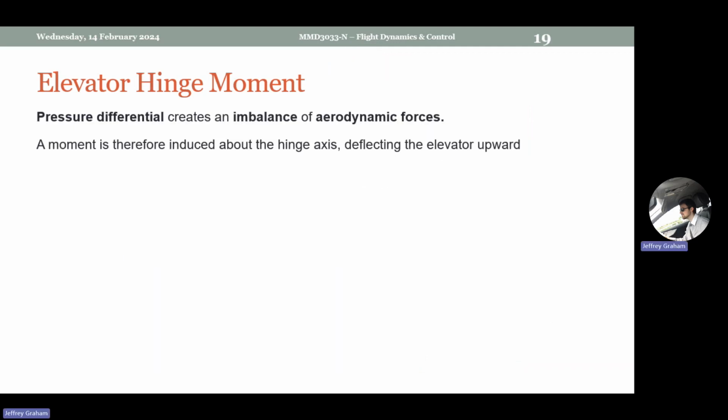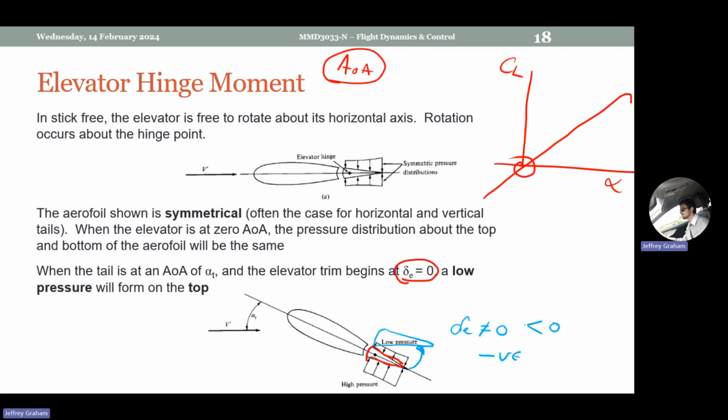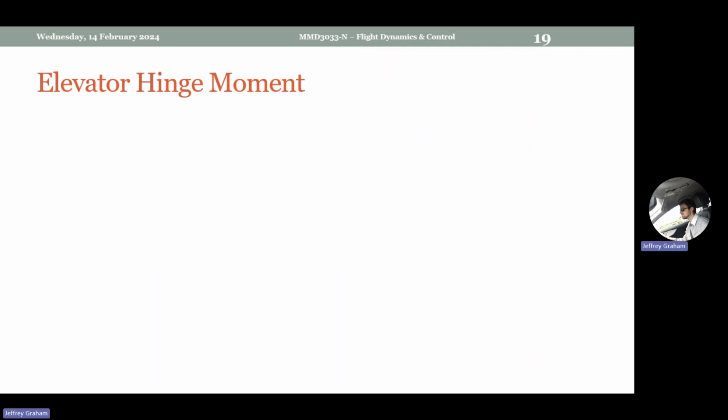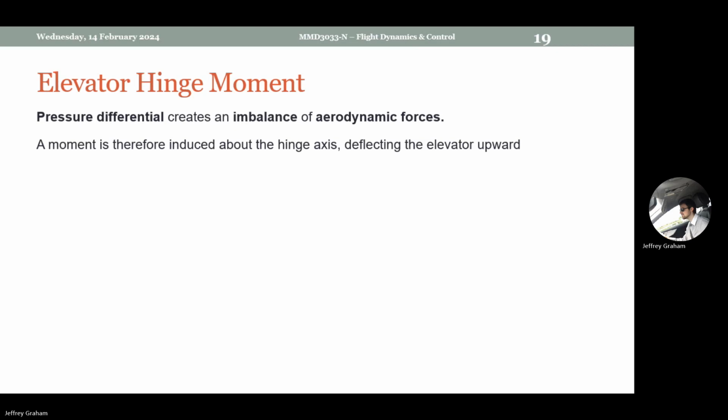Right, so that is one instance. That's just a quick explanation showing you that by increasing the angle of attack, we need a new elevator deflection to balance the forces out, trim the aircraft back to how it was to restore the moment. Right. Alternatively, we can have a second scenario.